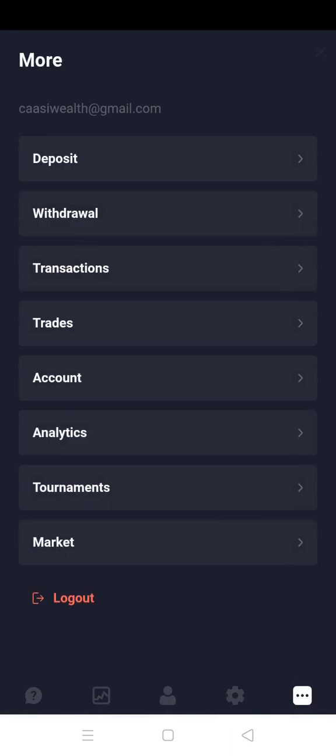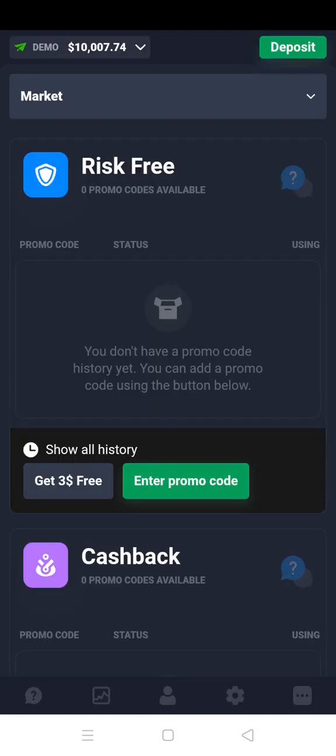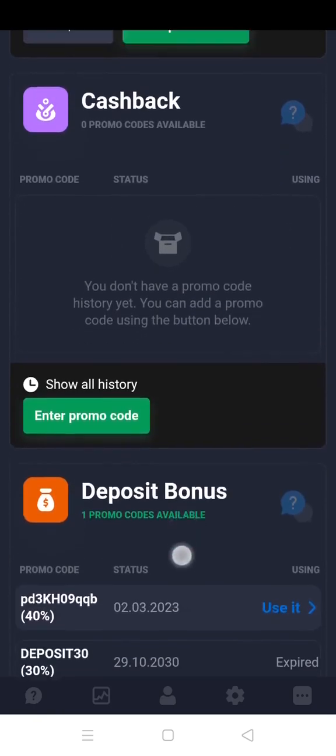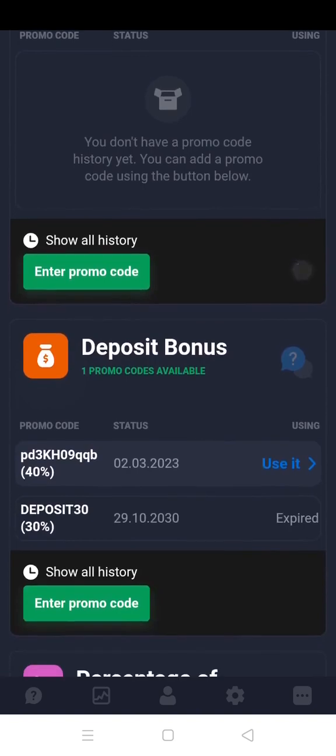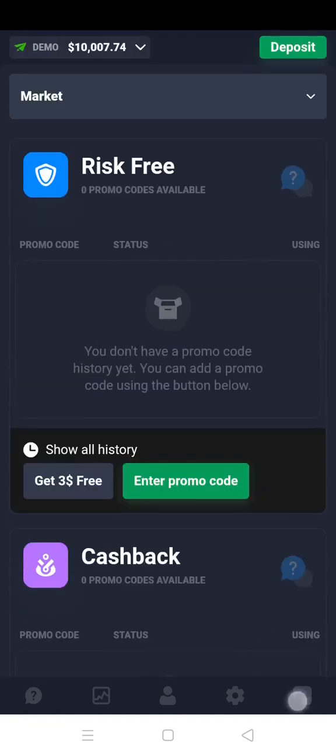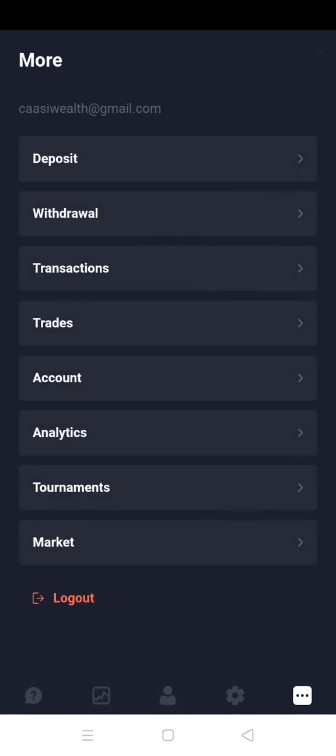Then we have your account. This leads to your profile. Analytics analyzes your account data. Then we have tournaments. If there are tournaments in the market, you can participate and win cash. Then we have the market, where you can see promo codes and get risk-free trades. You can enter promo codes here, cashback codes, and all the rest. Then down here you see log out if you want to log out of your account.